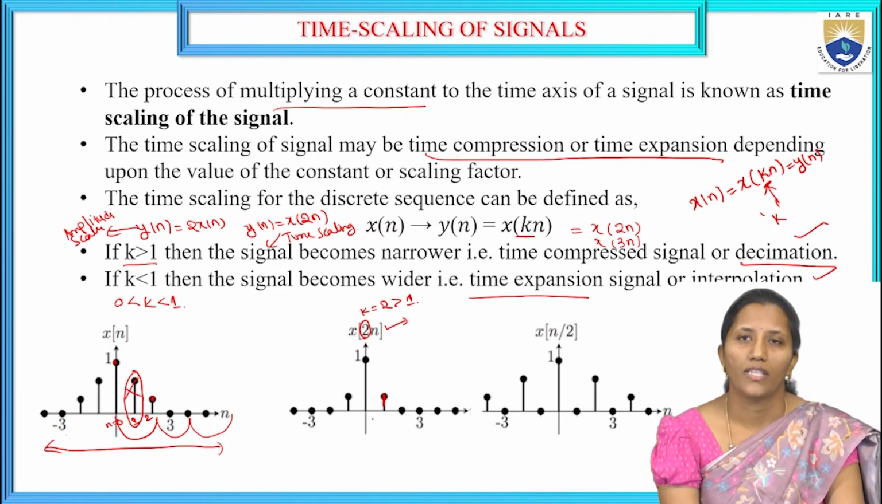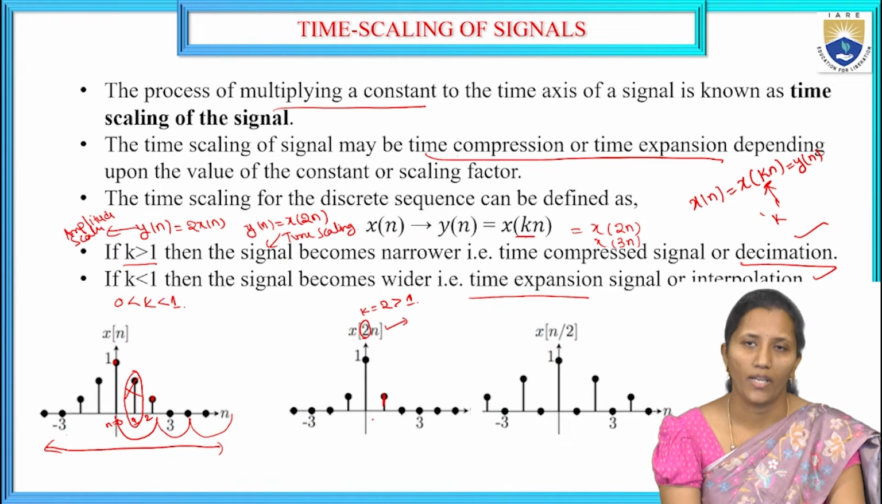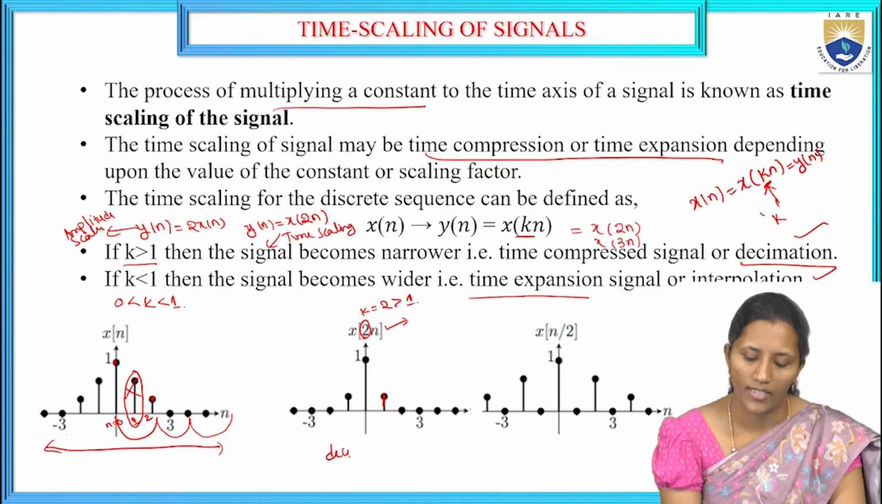So, the signal becomes narrower, that is called decimation. Here the signal rate will be decreased because the number of samples will be reduced from the original signal. This is decimation.